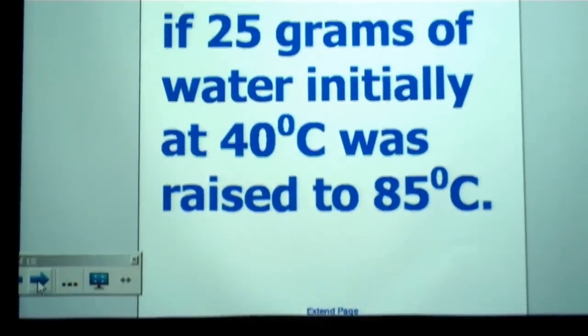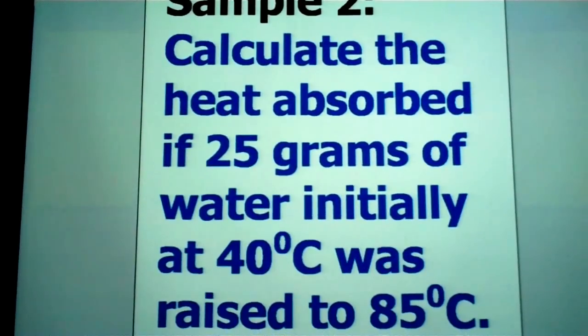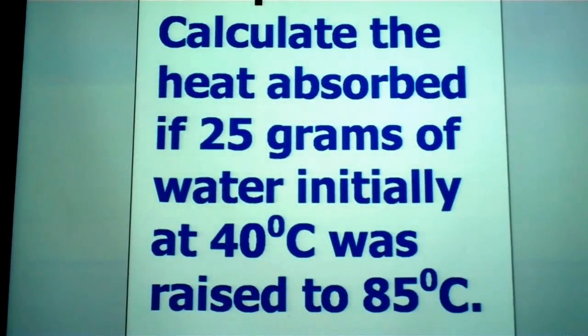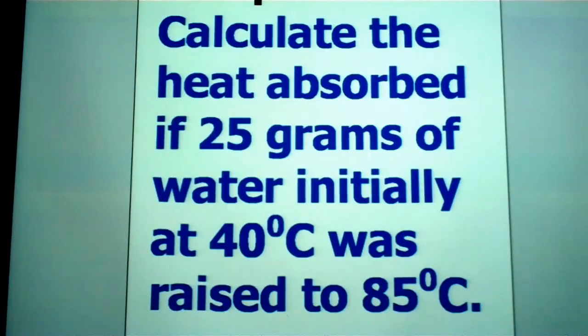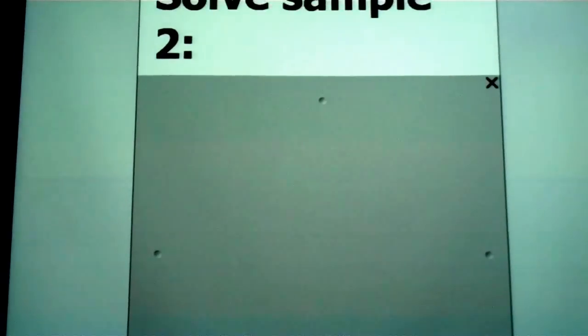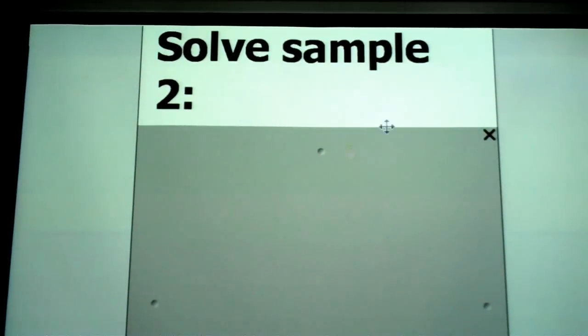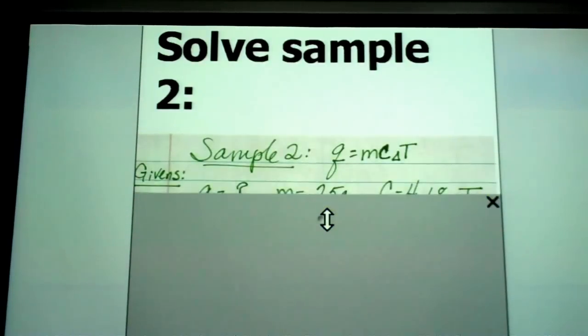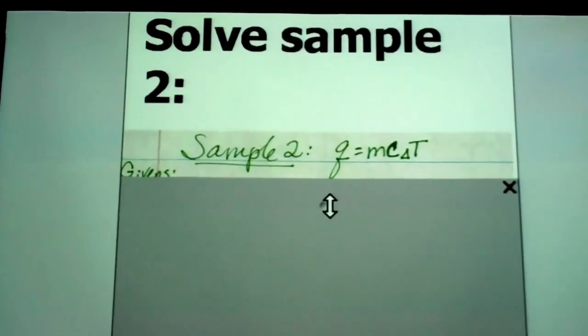Sample 2, again, take a moment to write it down, asks, calculate the heat absorbed of 25 grams of water, initially at 40 degrees, was raised to 85 degrees. So to solve the problem, first step always, writing the equation. So Q equals MC delta T is the first thing you should write down. The next thing you should write down are the givens. See if you can do this yourself first.